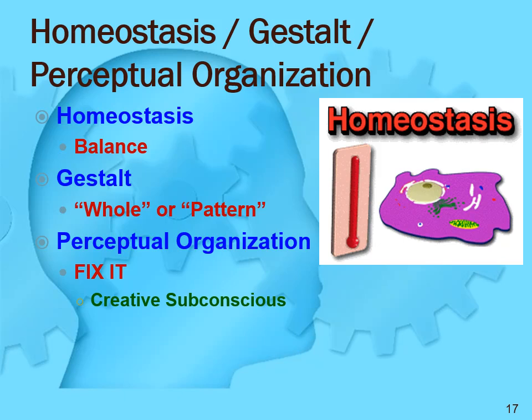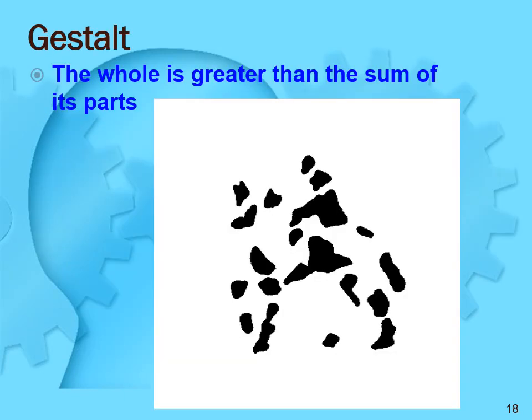All of these things work within the creative subconscious. So if you look at this picture, what do you see? Most people usually say a man on a horse. Why a man? I'm not always sure. But there's a person on a horse. In actuality, it's just a bunch of blots, spots. But we have a tendency to fill in the blanks. We see the whole. And that's what Gestalt is. It's seeing the whole.